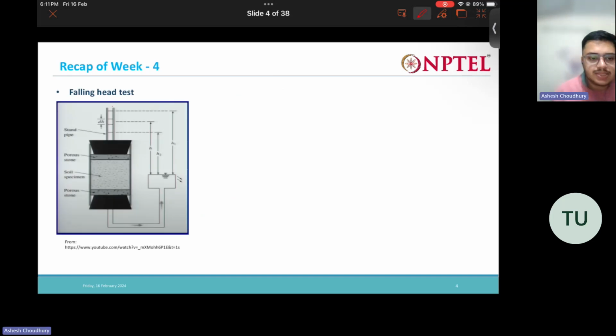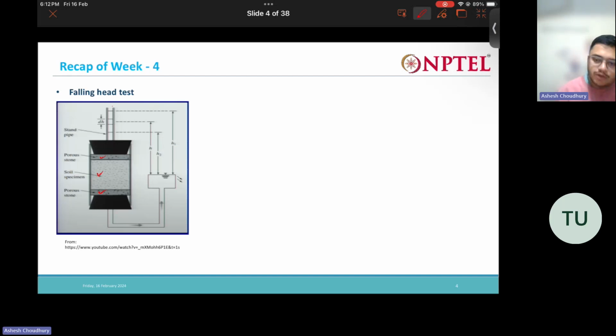Next, we have the falling head test. In the falling head test, we have an almost similar arrangement. We have a soil specimen between two porous stones.